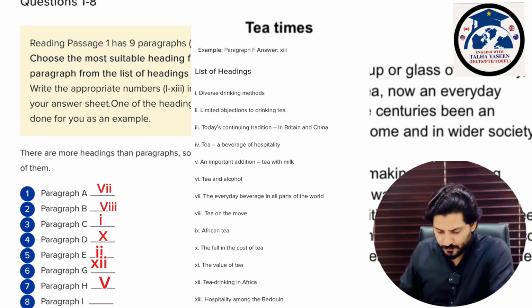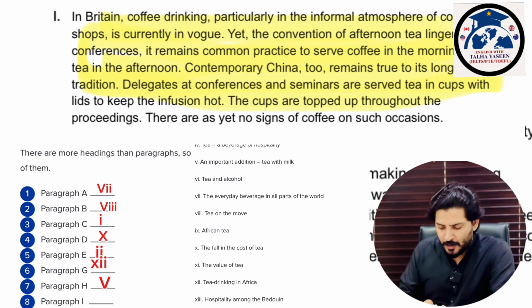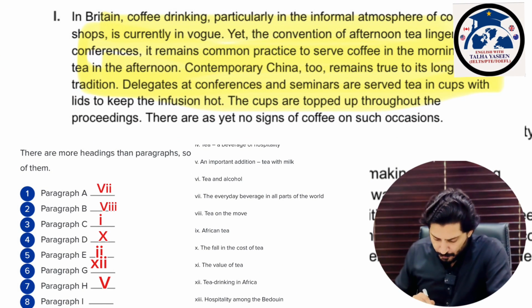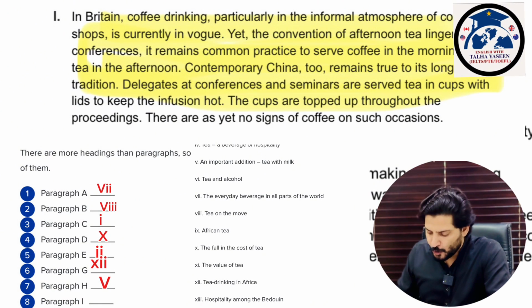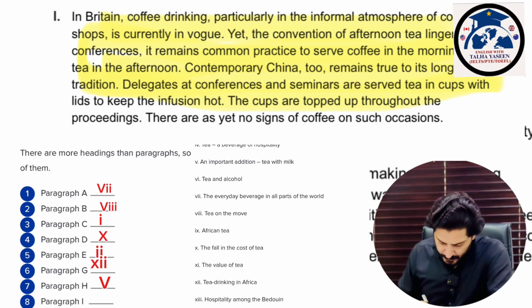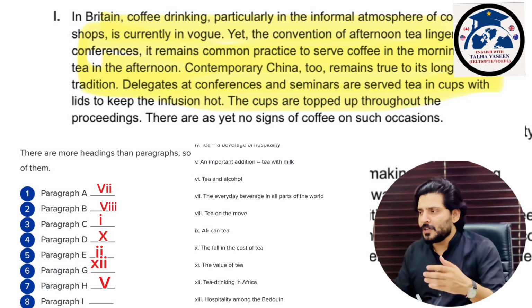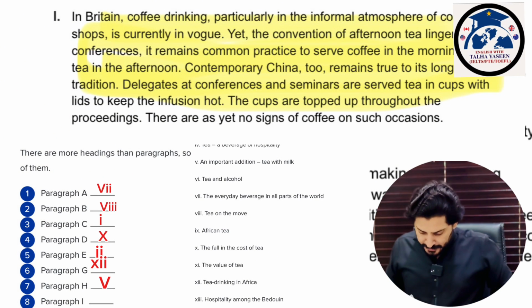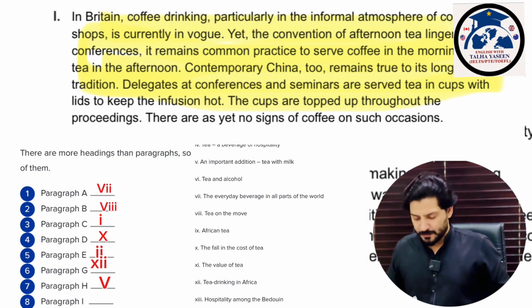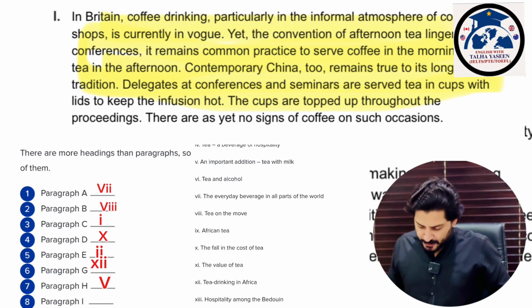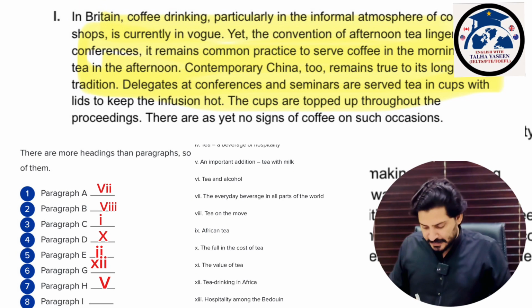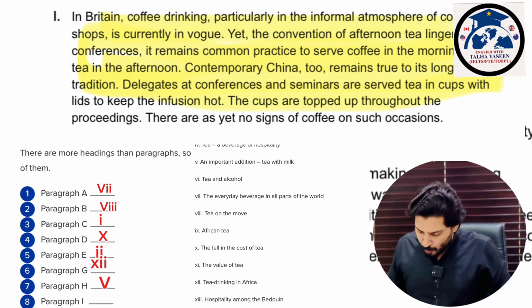Next, paragraph I, the last passage. Let's read. In Britain, coffee drinking, particularly in the informal atmosphere of coffee shops, is currently in vogue. In vogue means in fashion. Yet the convention, meaning tradition, of afternoon tea lingers. Lingers means still persists. At conferences, it remains common practice to serve coffee in the morning and tea in the afternoon. Contemporary China too remains true to its long tradition.